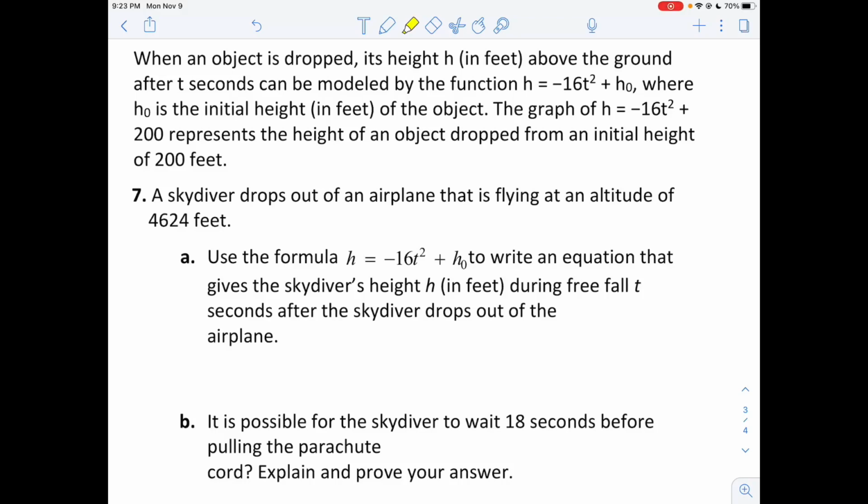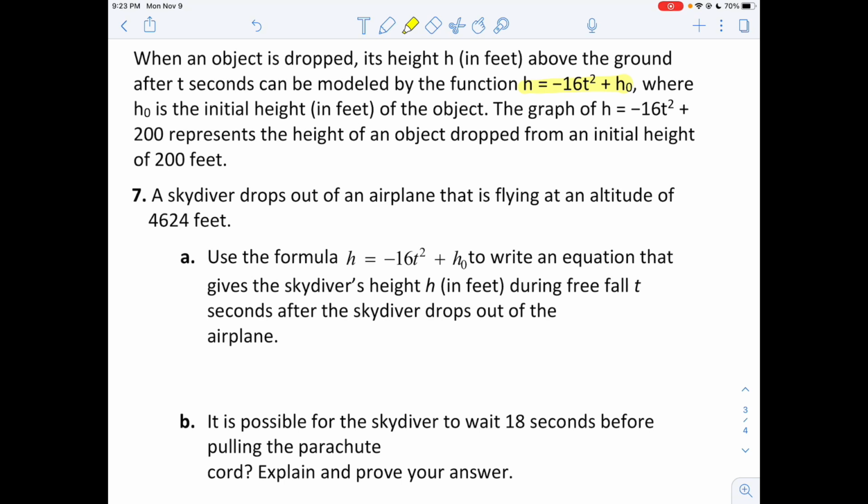Let's look at some real world problems here. So this is actually an equation that you can use anytime that an object is dropped and you know its initial height in feet. The equation for the height above the ground after some amount of time has passed, we'll call it t seconds, can be modeled by this function. H is equal to negative 16t squared plus h with a subscript of 0.